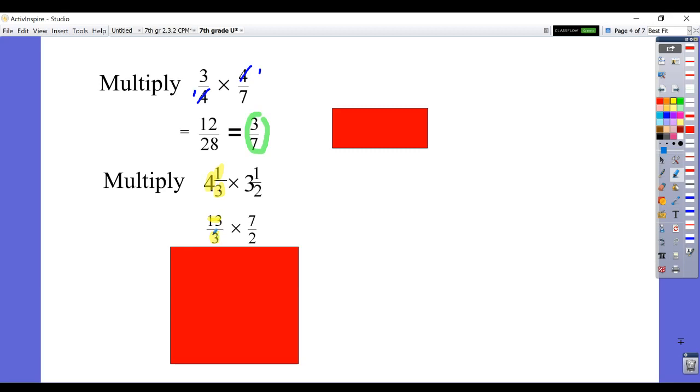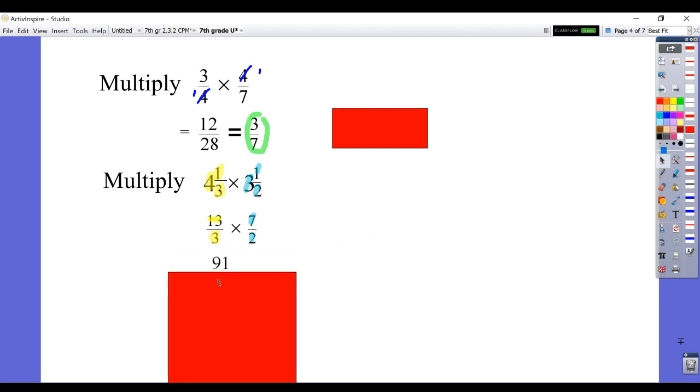Now, if you think that's something you'll forget, put that into your workbook. It's denominator times whole number plus numerator over the original denominator when you change from a mixed number to an improper fraction. And same thing here: denominator 2 times whole number 3, 6, plus the numerator of 1 gives you the 7 over the original denominator of 2. Now you can't simplify here before you multiply, so you just have to multiply across.